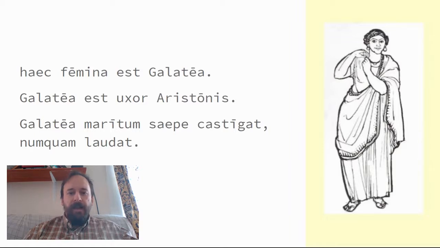Haec femina est Galatea. Galatea est uxor Aristonis. Galatea maritum saepe castigat, numquam laudat. Haec femina est Galatea. So this woman, that's her name, Galatea. Galatea is uxor Aristonis. So what's her relationship to the man we just met, Aristo? And there's a word here, castigat, which is one of our new vocab words, meaning to scold or to nag. So she saepe castigat her maritum. She numquam laudat him. No wonder he's miserimus.